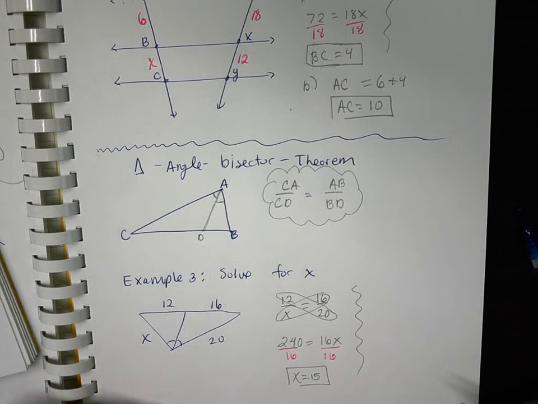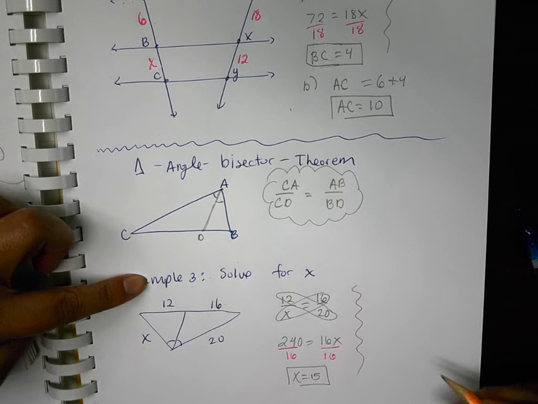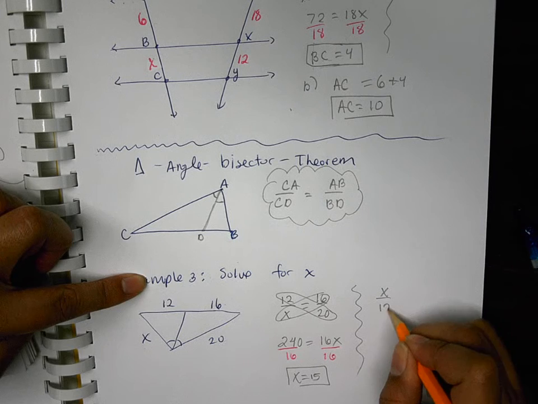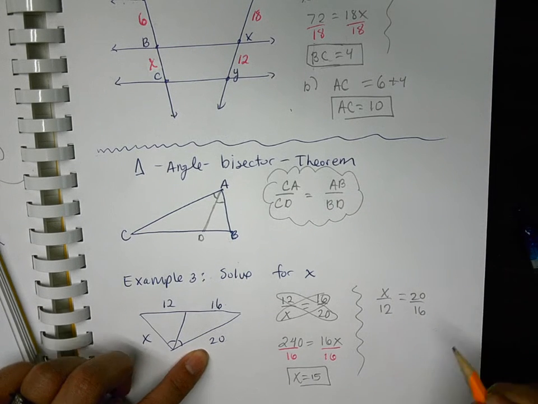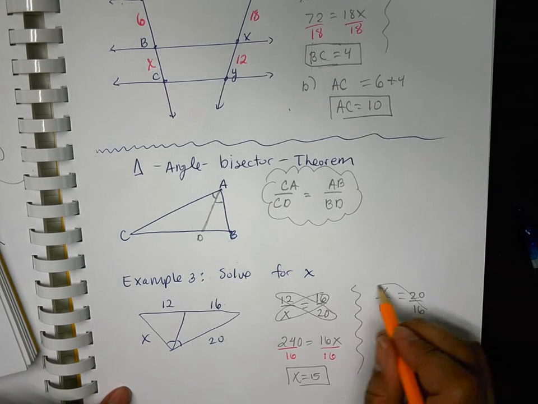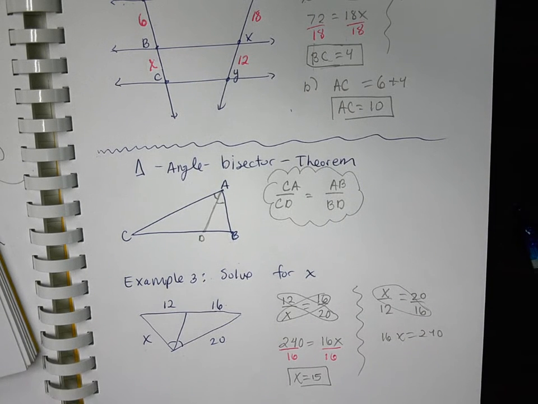All right, so I'm going to quickly talk about the other ways. Instead of doing top to bottom, I asked, could we do bottom to top? And some of you did, yes or no? X over 12 equals 20 over 16. Would we end up with the same thing? 16x equals 240. Okay, I'm not going to solve it because we know it's true.